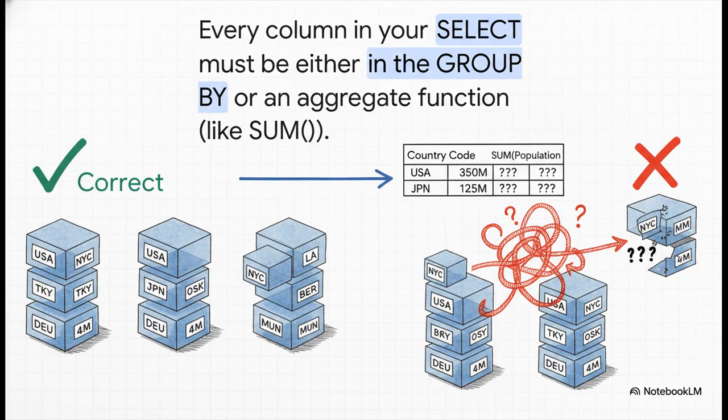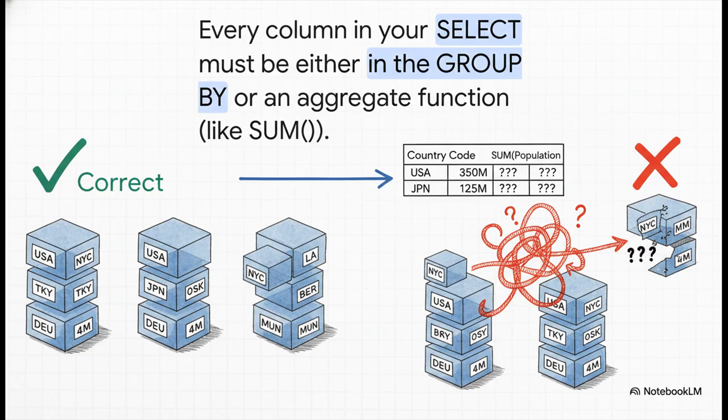Now listen up, because there's one golden rule with group by you absolutely have to remember. Anything you ask for in your select list has to be one of 2 things. Either it's the column you're grouping by, in our case country code, or it's one of those summary tools, like sum. And it makes total sense if you think about it. You can't ask for the total population by country, but then also ask for the name of a single city.